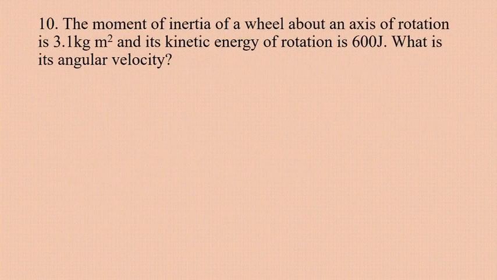Okay. Now the next problem. The moment of inertia of a wheel about an axis of rotation is 3.1 kilogram meter square, and its kinetic energy of rotation is 600 joule. What is its angular velocity?